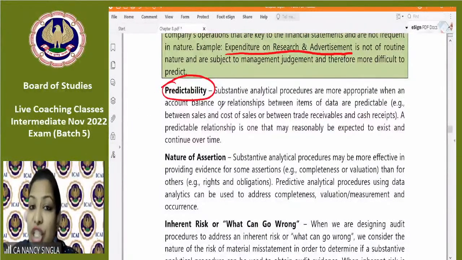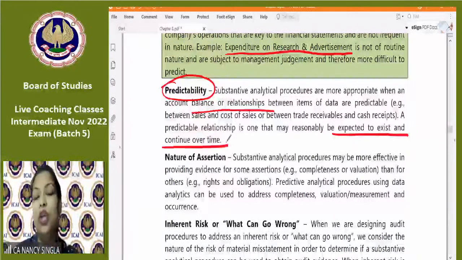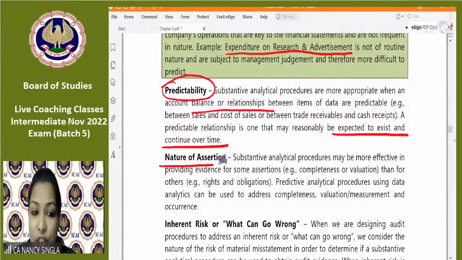Simple. The items which are predictable, you can always predict a relationship between the gross profit and the sales. You can always compare it with the other industry data or the prior period item. So if the relationship that you are checking is predictable over time, there is a relationship that is expected to exist and continue over time, then application of analytical procedure in such a situation is an easy task. Okay? Correct? Next point, nature of assertion.